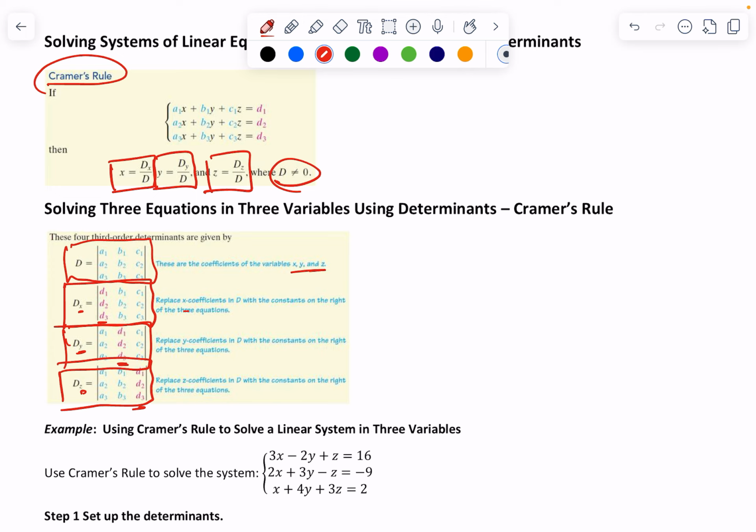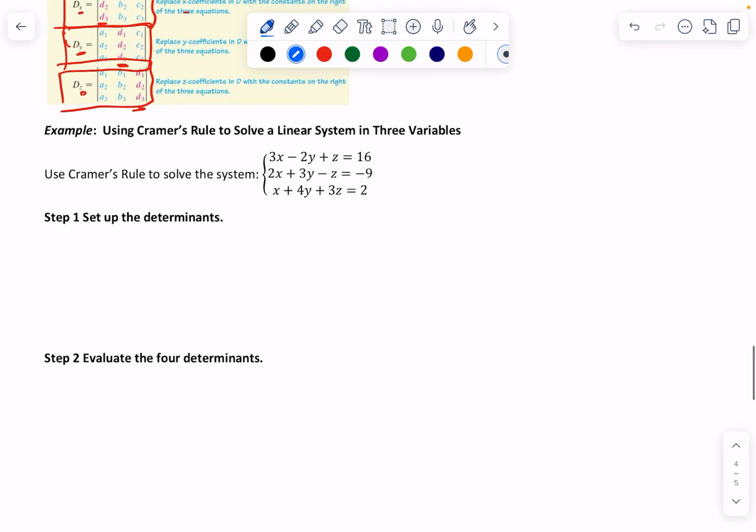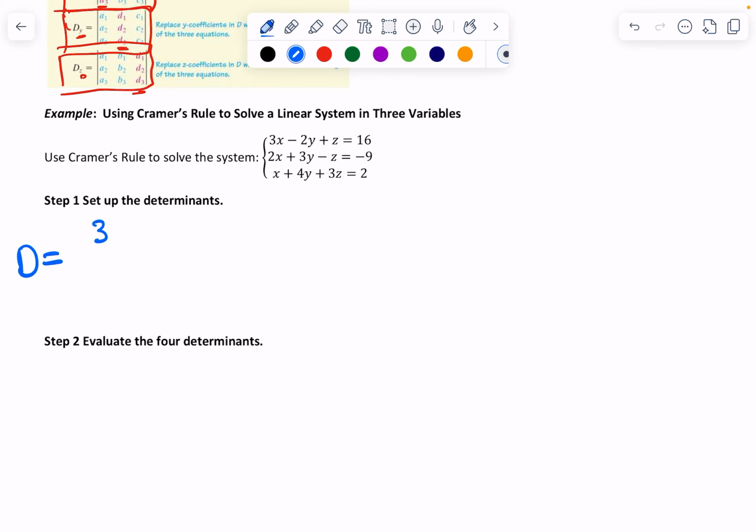Okay, so let's go ahead and do this step by step to solve this linear equation here. We're first going to write the D determinant. Actually, we're going to set up all the determinants. Our first one is the D, and that is all the coefficients of x, y, and z. So 3, 2, 1 are the coefficients of x's. Negative 2, 3, and 4 are the coefficients of y's, and 1, negative 1, and 3 are the coefficients of z's.